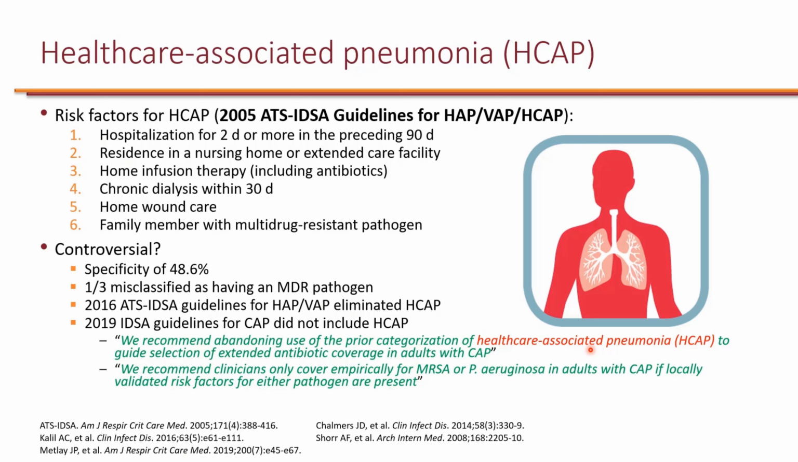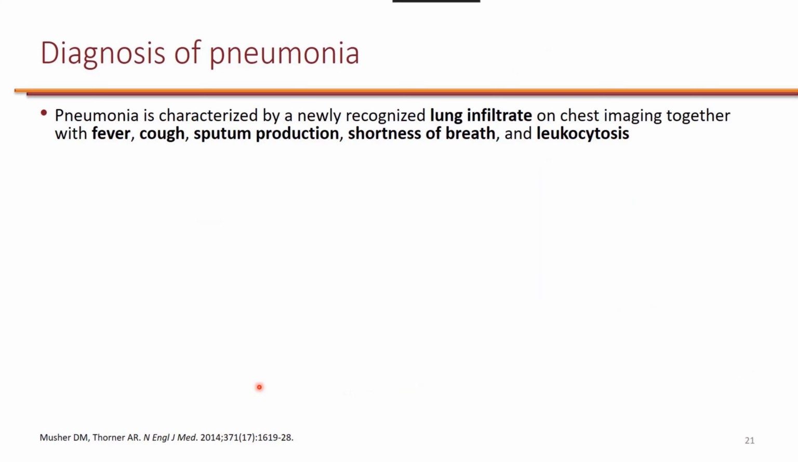Instead, they recommended that clinicians only cover empirically for MRSA and Pseudomonas in adults with CAP only if there are locally validated risk factors for either pathogen. Now, pneumonia in general is characterized by a newly recognized lung infiltrate on chest radiograph together with clinical symptoms. So the common symptoms will be fever, cough, sputum production, shortness of breath, and leukocytosis. Now, some patients can also have confusion and pleuritic chest pain.